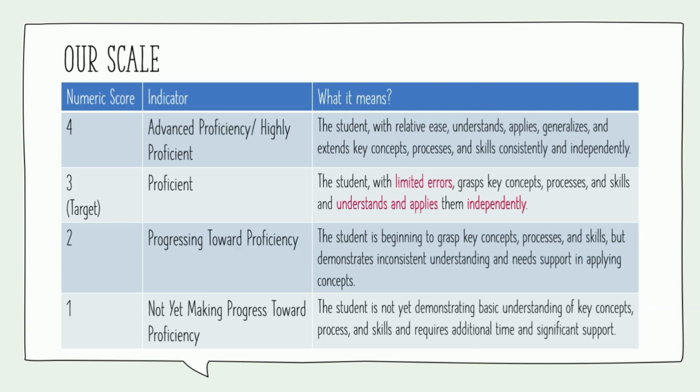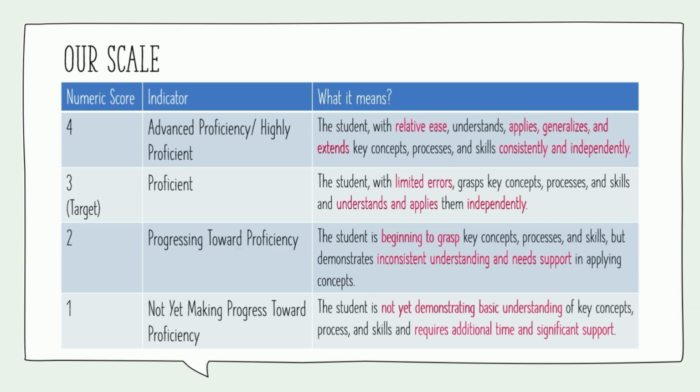A 2 then is progressing toward or approaching proficiency and means that the student is beginning to grasp key concepts, processes, and skills, but demonstrates inconsistent understanding and needs support. A 1 means that the student is not yet making progress. They're not yet demonstrating that basic understanding. And finally, the 4 is advanced proficiency, which means that the student with relative ease understands, applies, generalizes, and extends key concepts, processes, and skills consistently and independently.